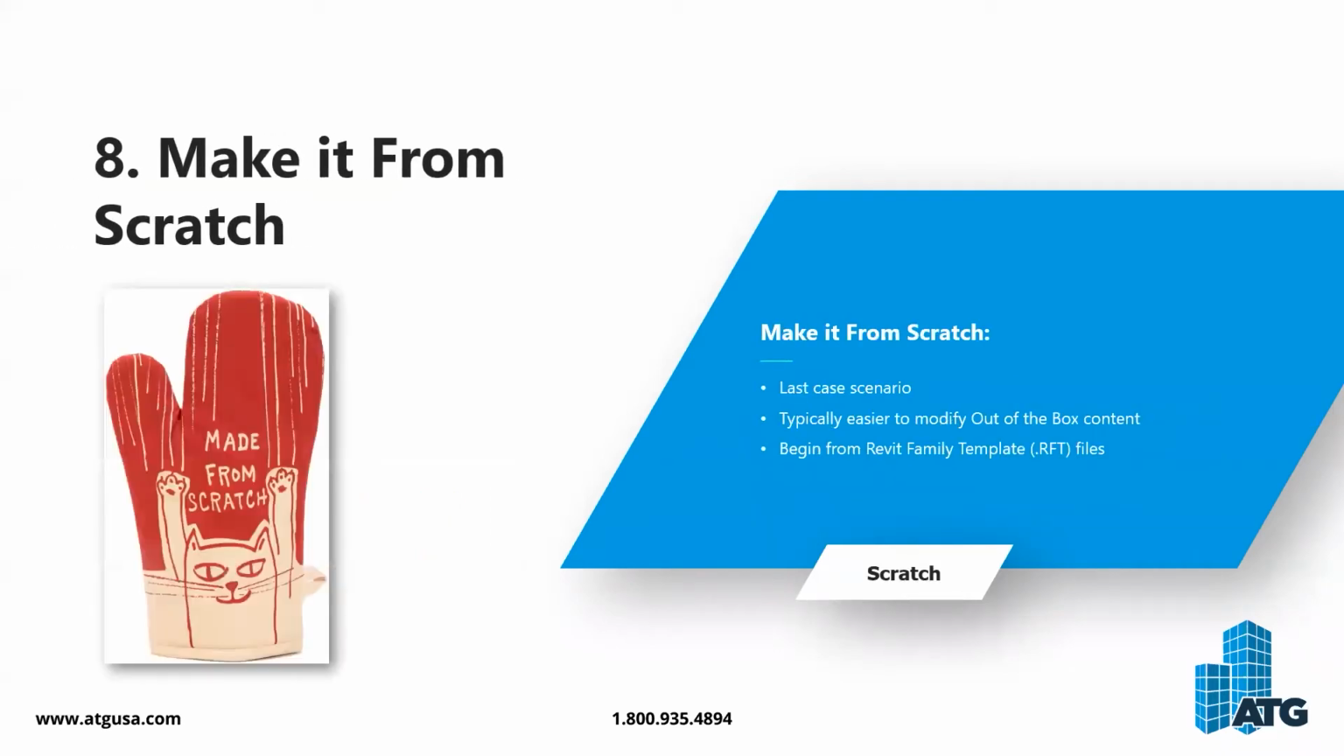The last case scenario is to make content from scratch. It is infrequent that you create content from scratch because normally you will modify a family that is close rather than beginning from scratch. Creating a new family is technically not really from scratch anyways, because it starts from a Revit family template file or a .rft file, which has baked in behaviors such as wall hosted, ceiling hosted, and also has baked in required system parameters like mark and type mark and cost.